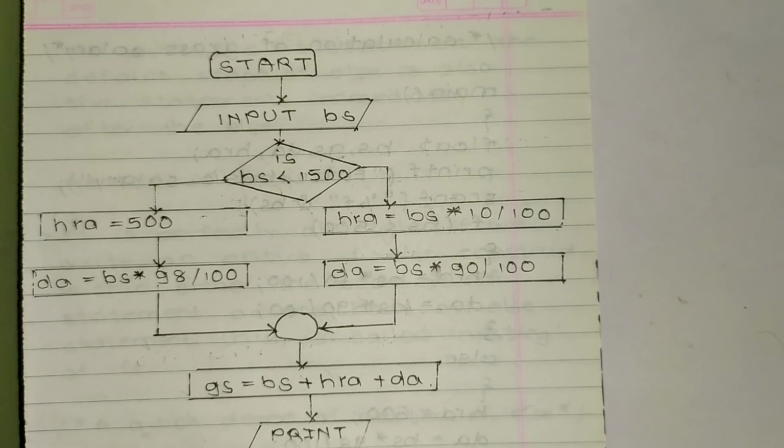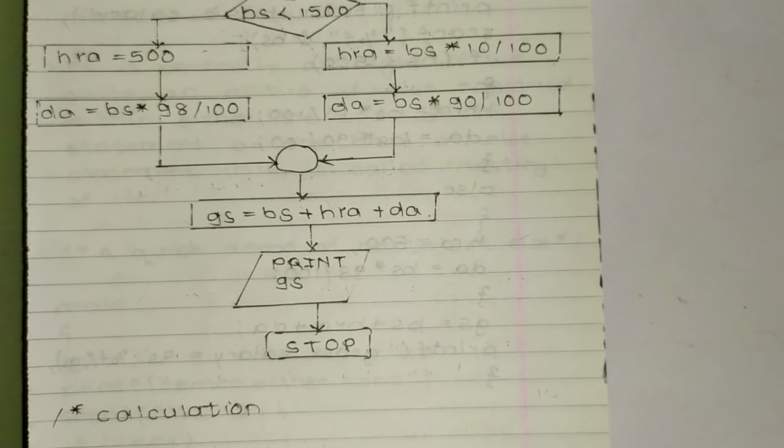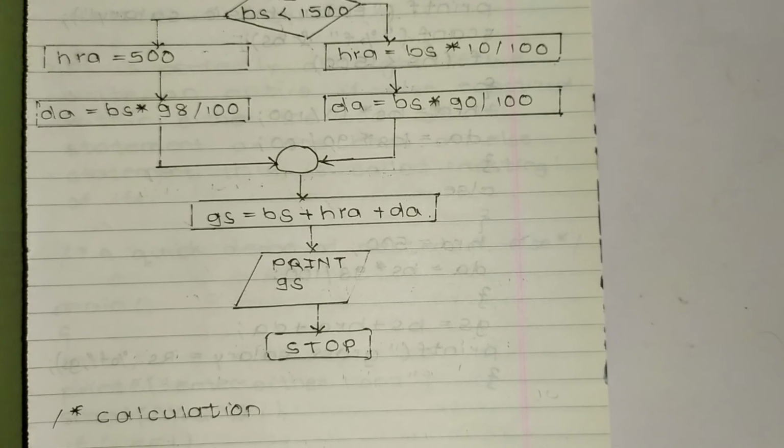Now we have to print gross salary. Here we have gross salary saved and we have to print it. So we give print gross salary, that is GS, and then finally stop. We are stopping.